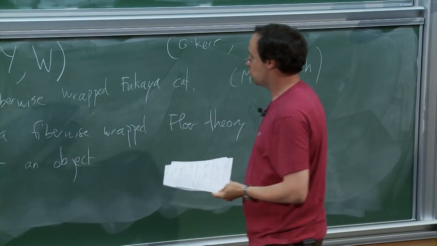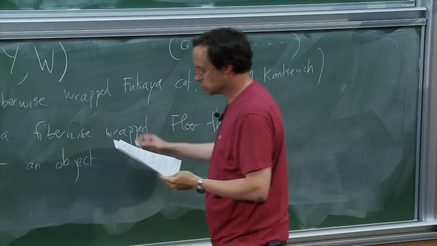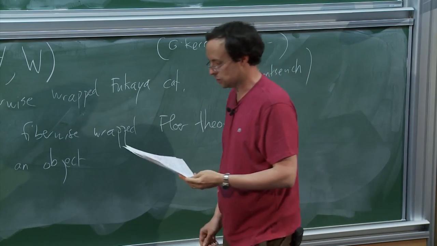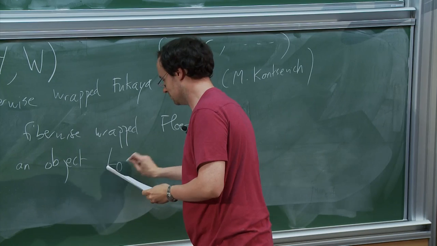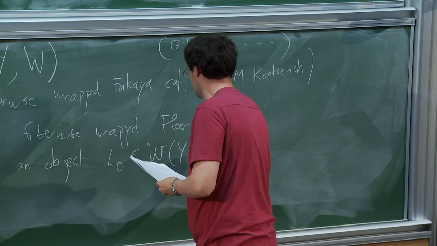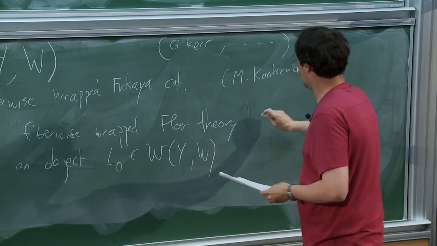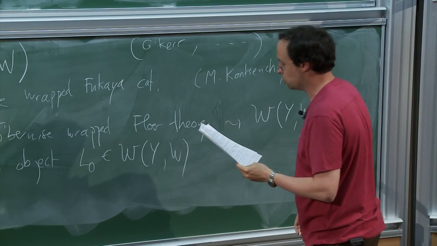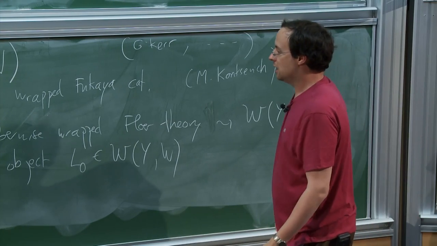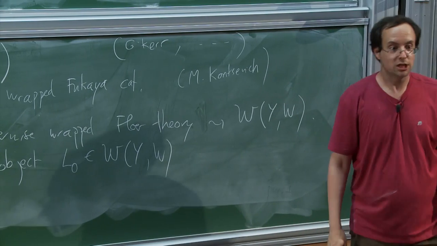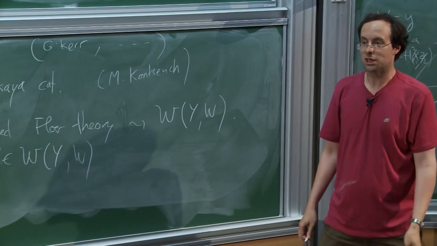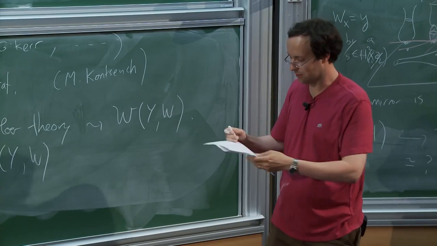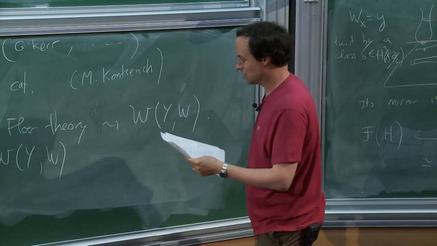Having defined fiber-wise wrapped theory with very restrictive assumptions, the next step is to see if there are any Lagrangians of interest that actually satisfy those assumptions. And the claim is there is one. We'll call it W of Y and W. I could conjecture that this object generates the category, since right now it's the only object I know how to put in there. It's obvious that it generates the category, but that would not be a very fair claim to make.